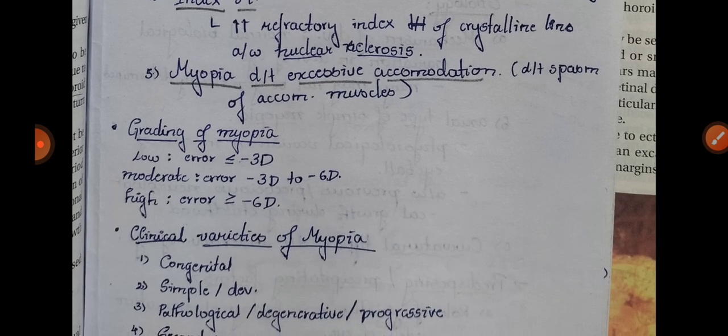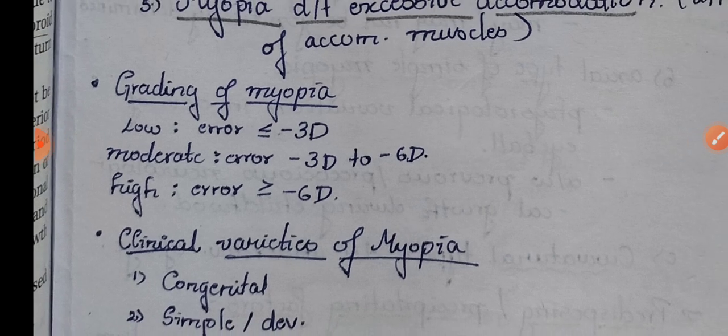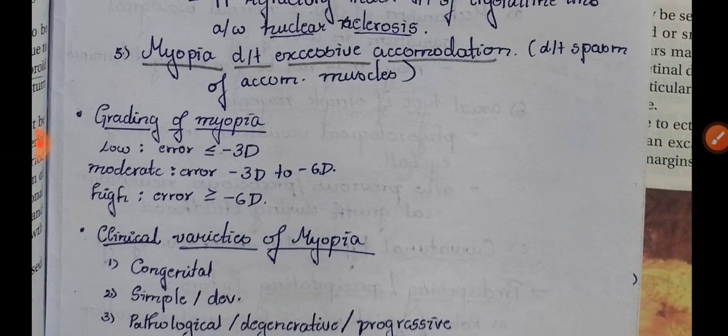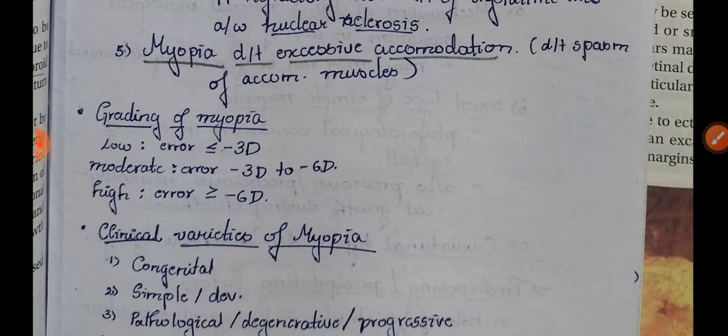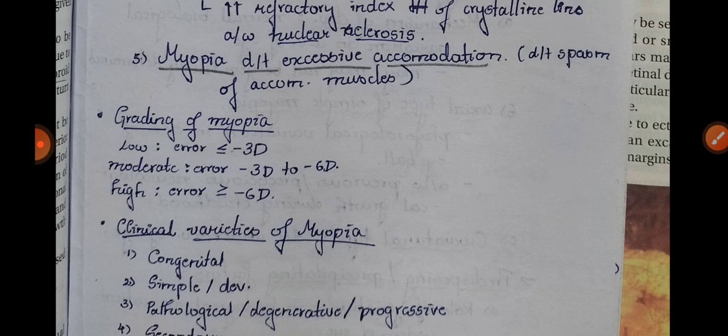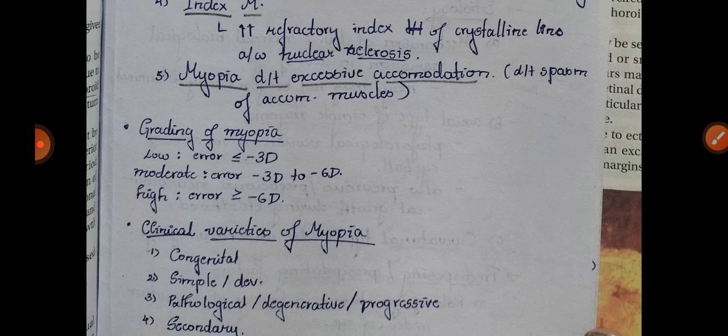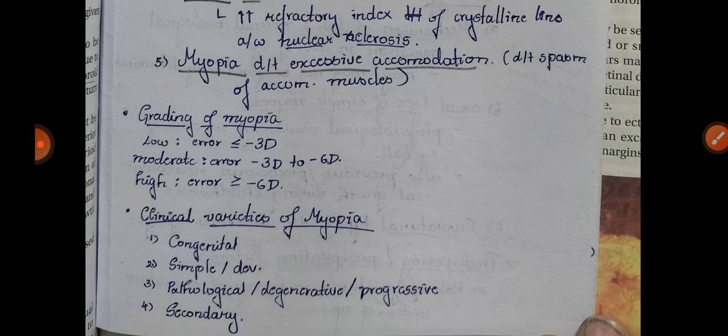Grading of myopia, you can see here: it can be low grade, that is up to -3 diopter. Moderate myopia, that is error of -3 to -6, and high degree of myopia if greater than or equal to -6 diopter. Less than or equal to -3, -3 to -6, greater than -6. Okay, this is myopia. What are the clinical varieties of myopia?